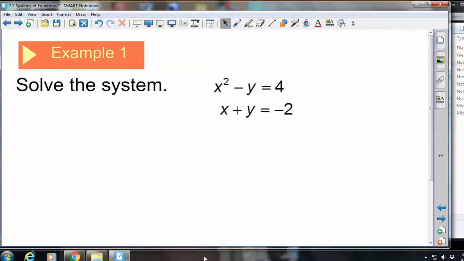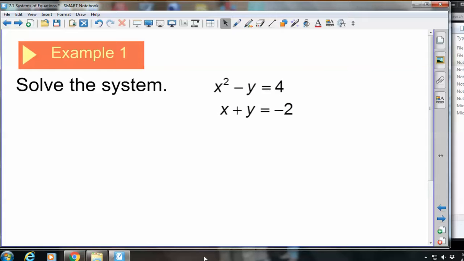We are just going to solve nonlinear systems today. So nonlinear means we might have x and y to a power. X and y could be multiplied together. We're going to have to look at those things. But we will use the same strategies as yesterday. So substitution and elimination are the options that we have.